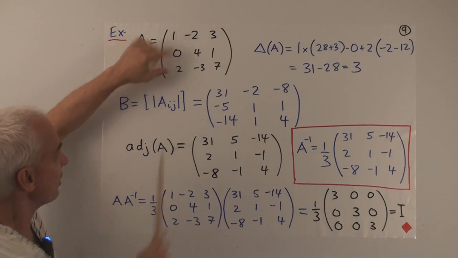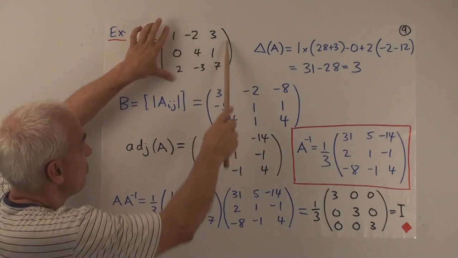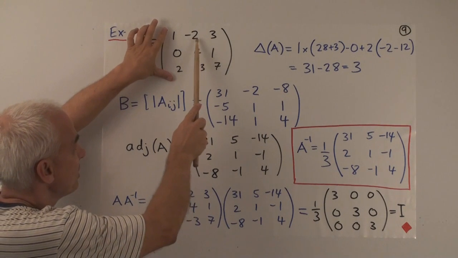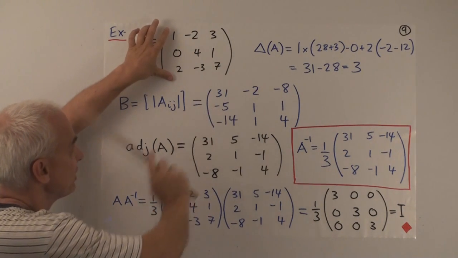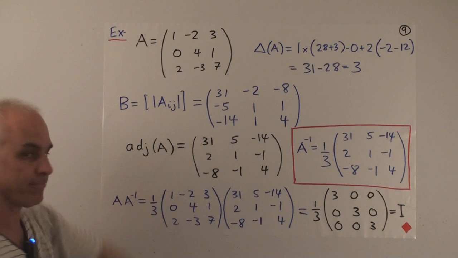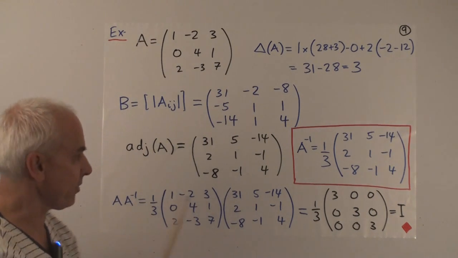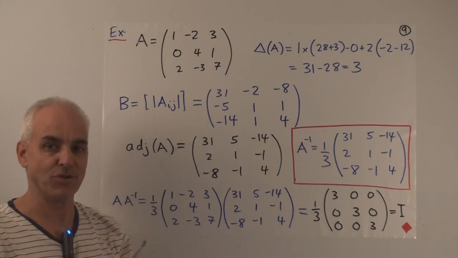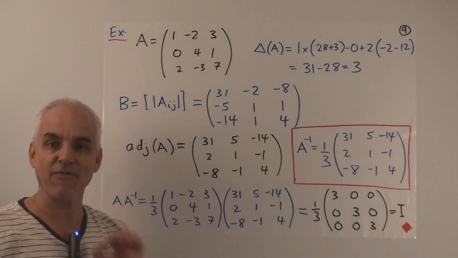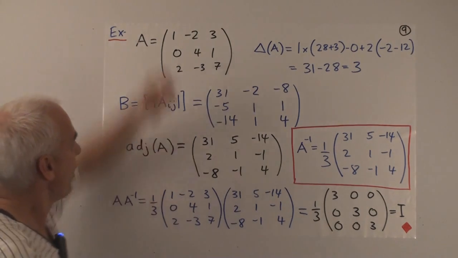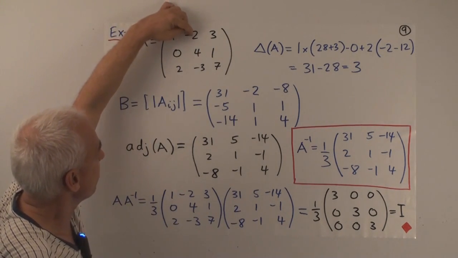Okay, what about this entry here? Its corresponding minor is this 2 by 2 matrix here, whose determinant is minus 2 minus 12, is minus 14. And then we carry on. We're going to do 9 different 2 by 2 determinants, one for every minor of this matrix. So what's the corresponding determinant here?